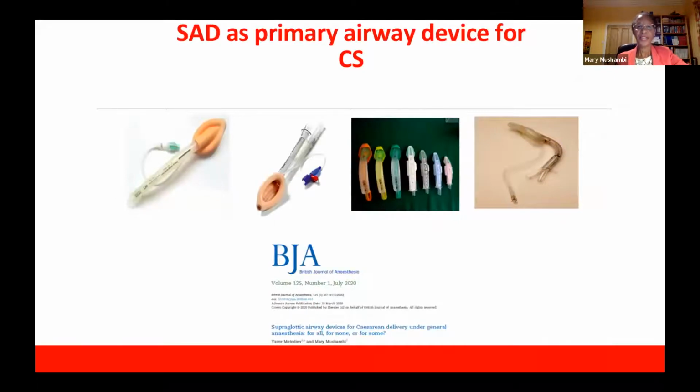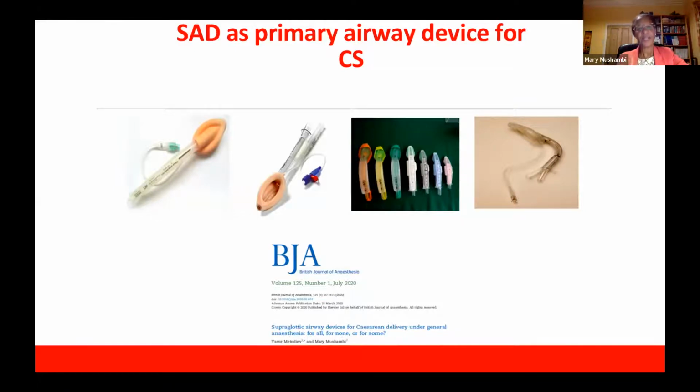Now I'm going to move on to the last part of my talk, which is the controversial part, which is the use of supraglottic airway devices as the primary airway device for cesarean section. Now, I'm not talking about a failed intubation situation. This is a primary airway device.